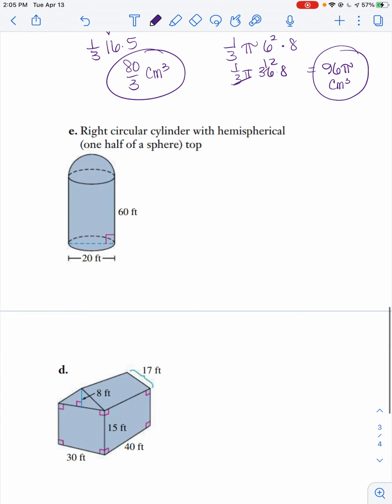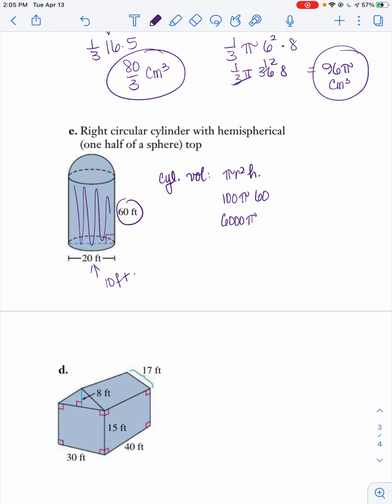Well, how about those combination shapes? Here we have a right circular cylinder with a hemispherical cap. So I'm interested in the volume here. When I look at the volume of the cylinder, so I write cylinder volume, that is just pi r squared times h. The diameter is 20, so my radius is 10. So I'll have 100 pi times h, which is 60, or 6,000 pi.